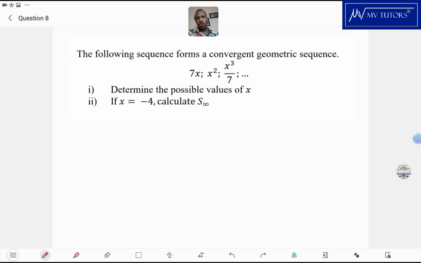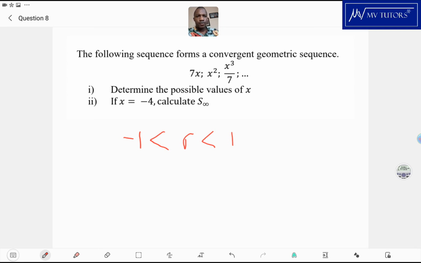Well, let's get into question number 8 now. It says the following sequence forms a convergent geometric sequence. Now, what do we know about convergent? We know that a sequence is convergent if the common ratio is between 1 and -1. Then we know that something is convergent. So that's the series that's convergent. It means it has a definite solution if you add up all of these to infinity.